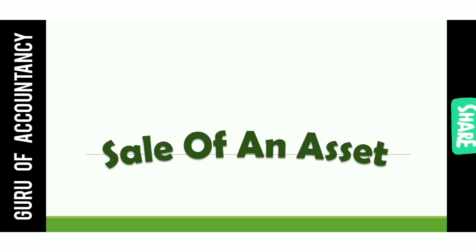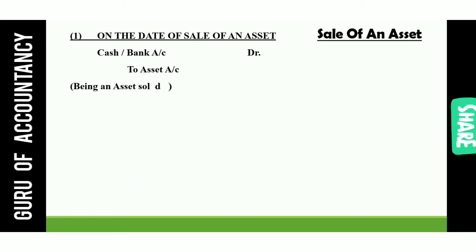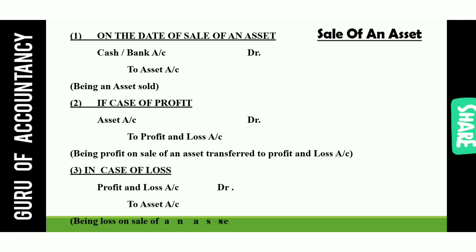Now let us see entries on the sale of assets. On the date of sale of an asset, your entry would be cash or bank account debit to assets, because cash comes into the business when we sell assets, so it is debited. If a cheque is received, then the bank account is debited. Assets go out of the business because we are selling the assets, so the asset account is credited as per the rule of real account.